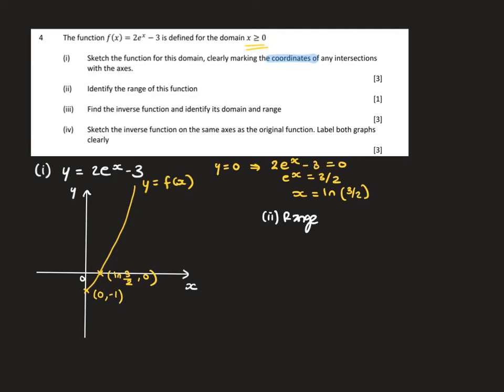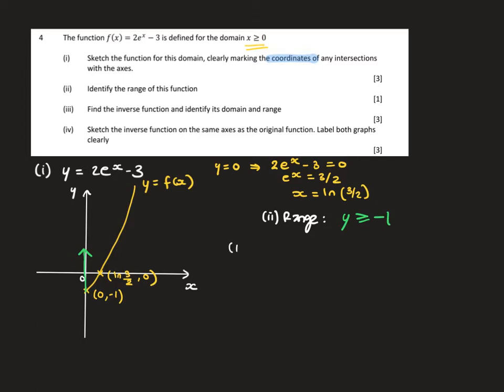Well, look at the y-axis, and can you see that we're allowing any y value from -1 upwards for the yellow curve, y equals f of x. So the range is that y is greater than or equal to -1.